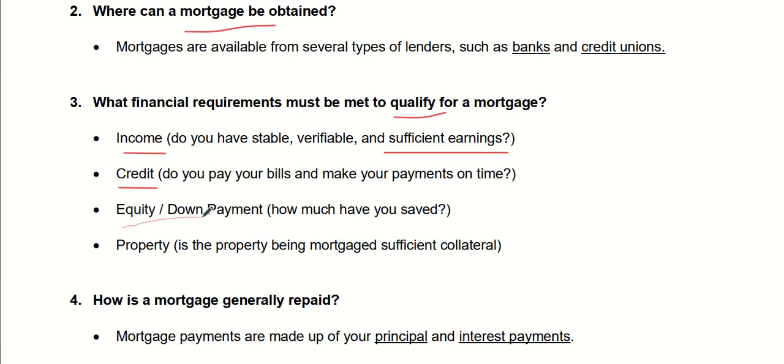And obviously, they want some money upfront before they give you a mortgage. So in a lot of cases, it's 5% of the property. So it's basically the down payment. Whatever your property costs, you have to pay the bank upfront 5% of what that property costs for them to even consider giving you a mortgage. And they also look at the property itself, whether you have sufficient collateral. So is the property worth repossessing?